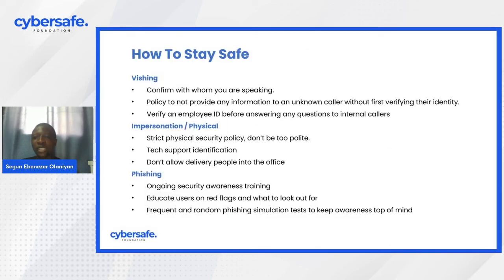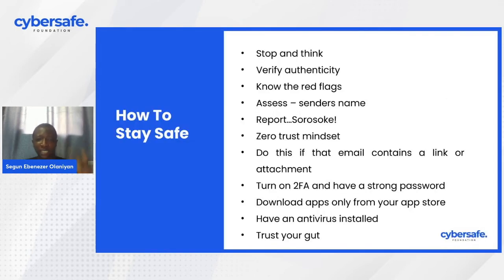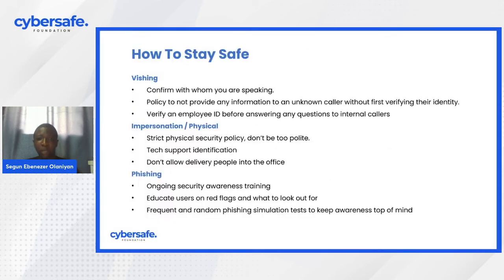So we continue with how to stay safe. Now we'll categorize it under vishing, impersonation of physical, then phishing. Generically, we've been able to enumerate how you can stay safe. But now we are categorizing it under each of these methods.